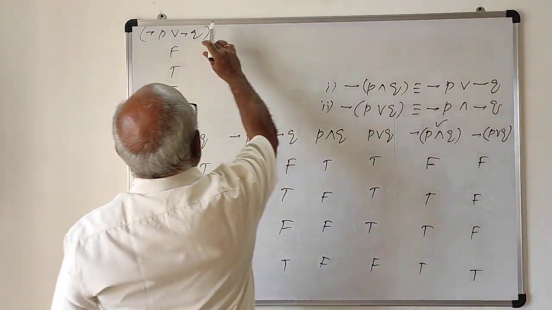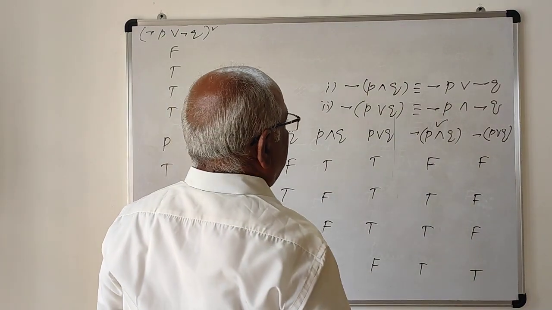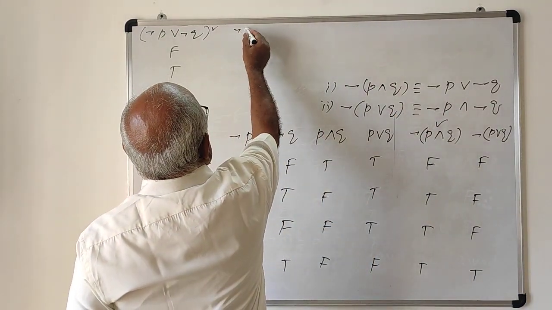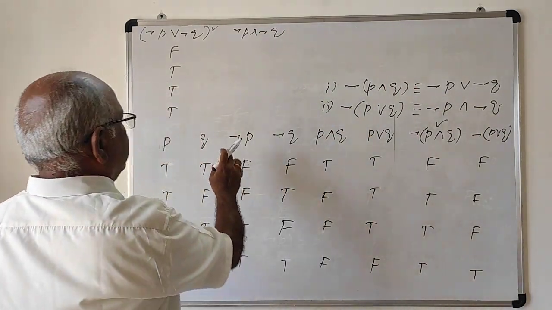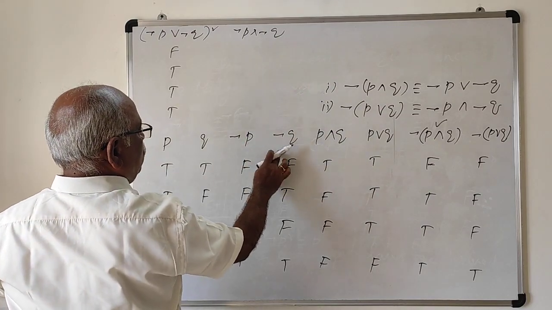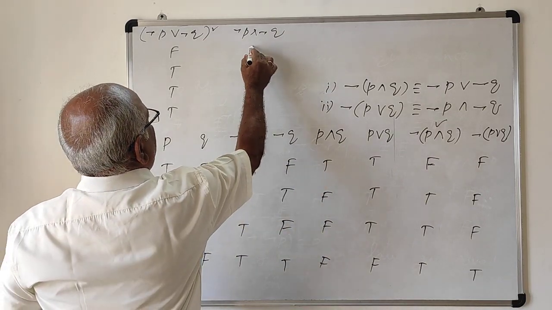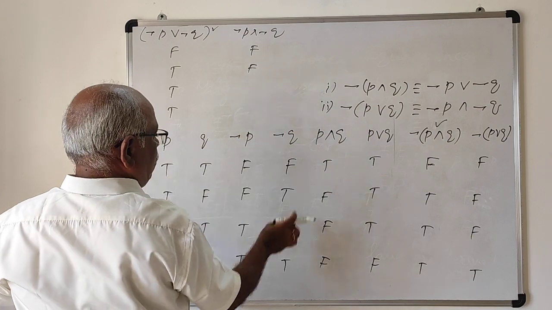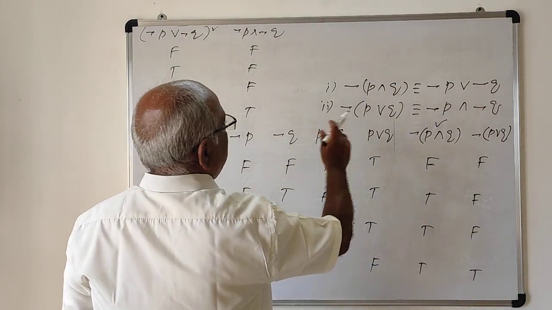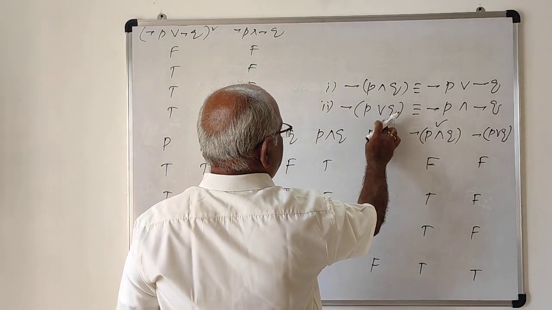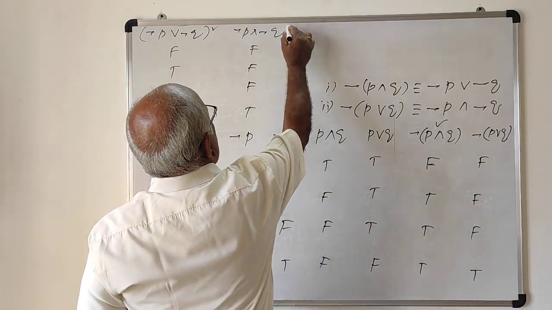These two derive the first law. Next, negation P conjunction negation Q. In this case, both are T, the truth value is T, the rest are F. See, this is equal to negation of P disjunction Q: F, F, F, T and F, F, F, T. So, these two are equal.